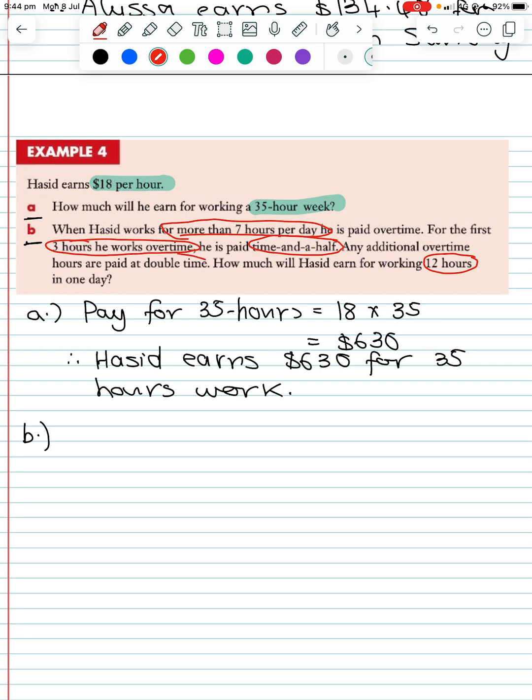And then double time. So we've circled those key numbers. We then want to underline the question. So how much will he earn for working 12 hours in one day? We're then going to box any math action words.